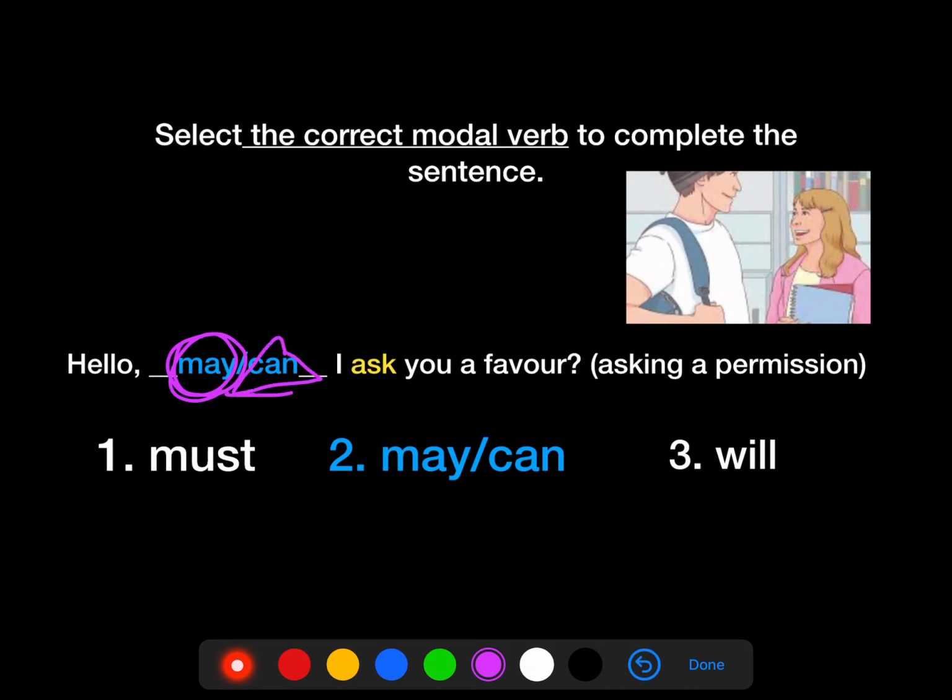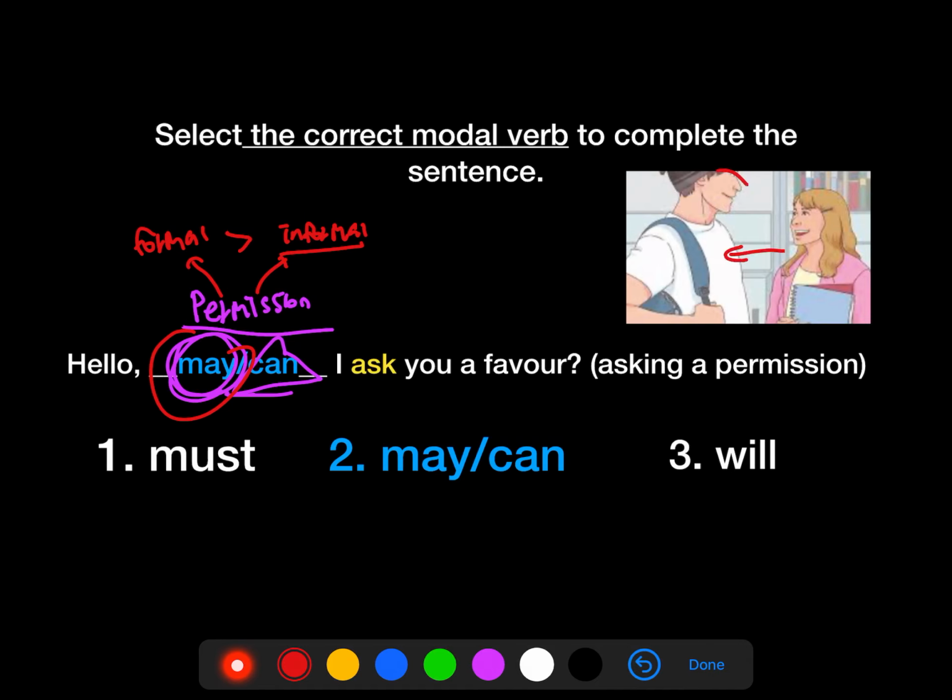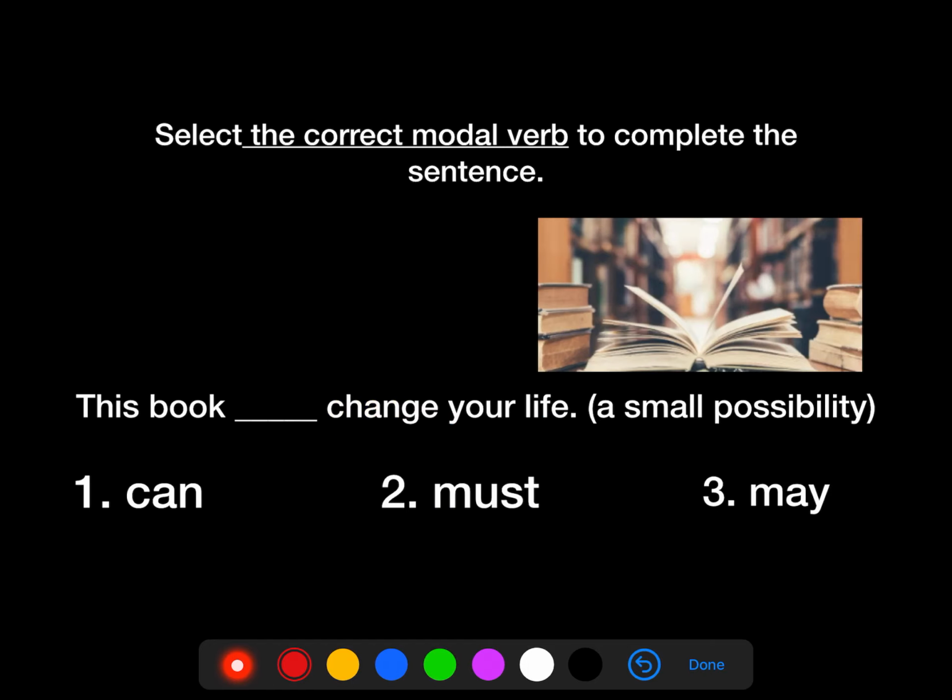But teacher, why did you put can? Because they both indicate permission. But teacher, you said, okay, I know. We have 2 situations. May is a bit more formal. Can is a bit less formal, so we can say it informally to friends or something. But in this situation, this girl is asking a favor of him, so we can go for formal. So may I ask you a favor? Stuff like that. Okay, very good. Let's move on to the next question.